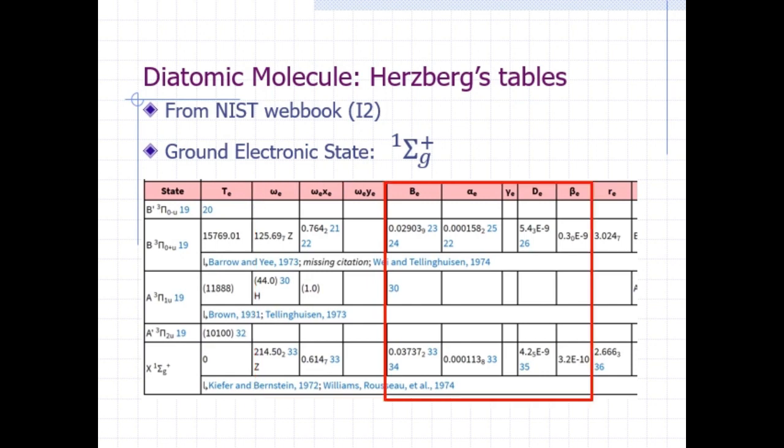The next 5 columns give the rotational constants, B sub e, alpha sub e, gamma sub e, D sub e, and beta sub e. Beta sub e allows us to correct for the effect of vibration on the centrifugal distortion in the same way that we use alpha sub e to make a correction to B sub e. There is also a column for the equilibrium internuclear distance, r sub e, which is somewhat redundant since you can calculate it from B sub e.